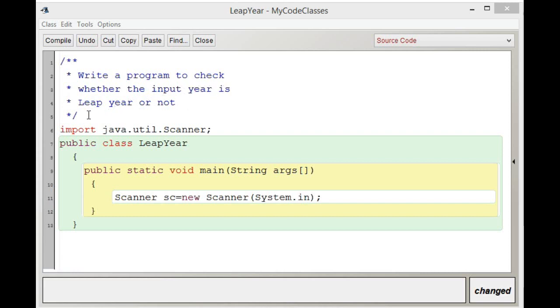And what do we know about leap year? We know that a leap year has 366 days and a non-leap year, which is an ordinary year, has just 365 days. So there is a difference of 1 day. Now the question is not to ask the user how many days are there and to check whether it is 366 days, then it is a leap year. That is not the question.